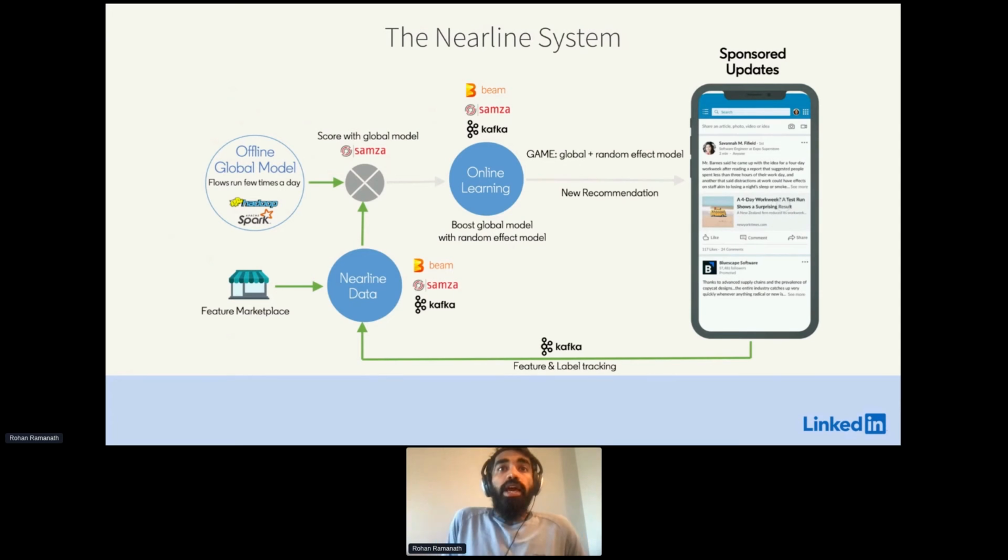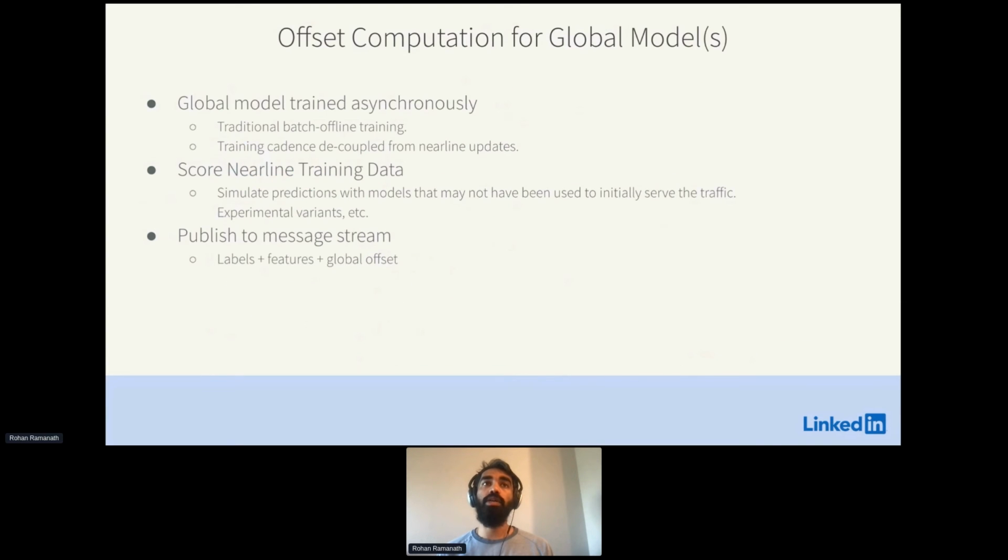Now, so far we have produced features, we've gotten labels, but we're still missing one piece, right? I said that the game models are boosted on the global model, but we don't have global model scores. So the next step is we have a streaming processing component that consumes training data and produces the exact same data with just one additional score, which is the global model score of the training data. Now, you might ask, if we are tracking all of the features real time, why don't we just track the global model score also real time? Now, you could do this, but it's not going to be as accurate.